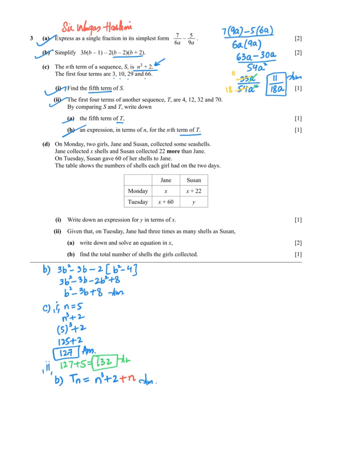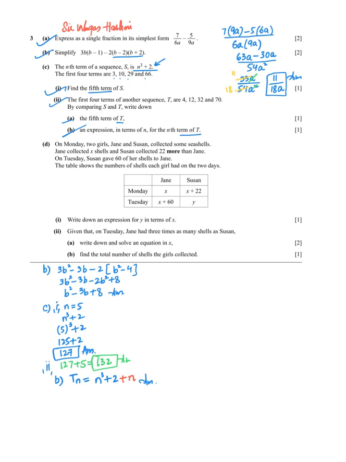On Monday, two girls, Jane and Susan, collected some seashells. Jane collected X shells and Susan collected 22 more than Jane. On Tuesday, Susan gave 60 of her shells to Jane. The table shows the numbers of shells each girl had on the 2 days. Write down an expression for y in terms of x.